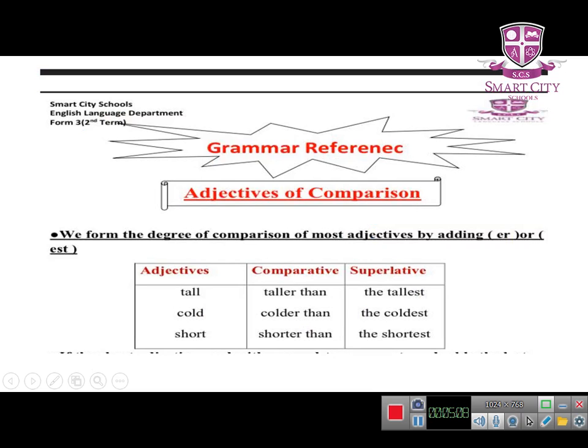Let's see the rules of the adjectives of comparison. We form the degree of comparison of most adjectives by adding er or est, like in these short adjectives. Tall, cold, short, they're gonna be taller than, older than, colder than, and shorter than. This is in the comparative adjective. And in the superlative adjectives, the tallest, the coldest, the shortest. So these are normal short adjectives.